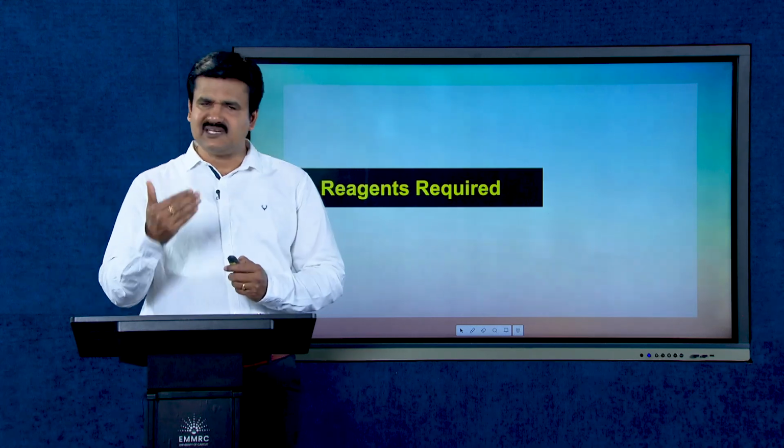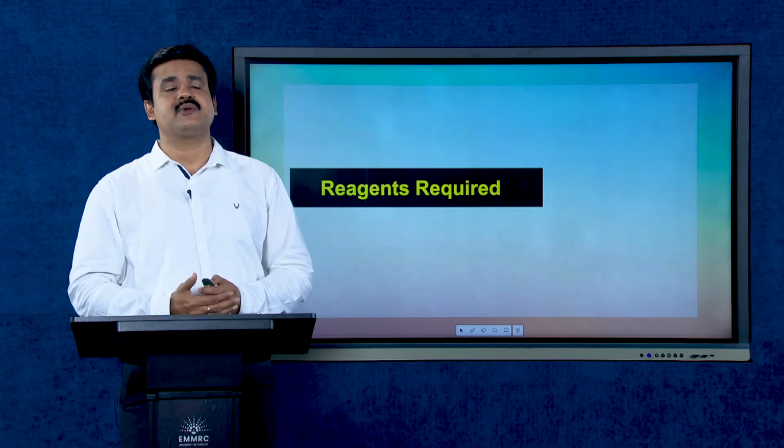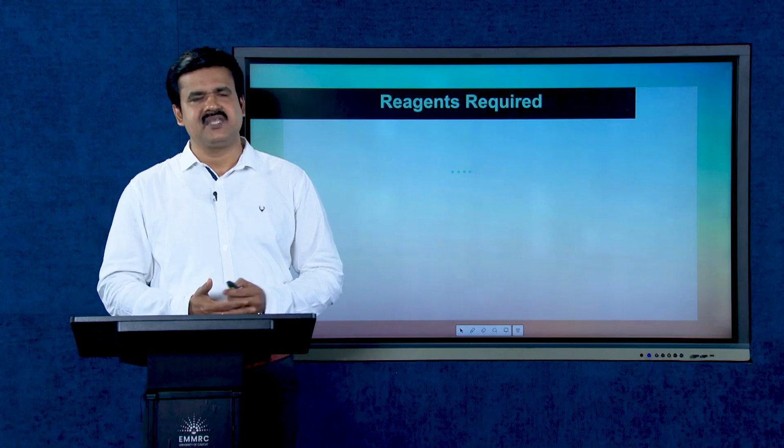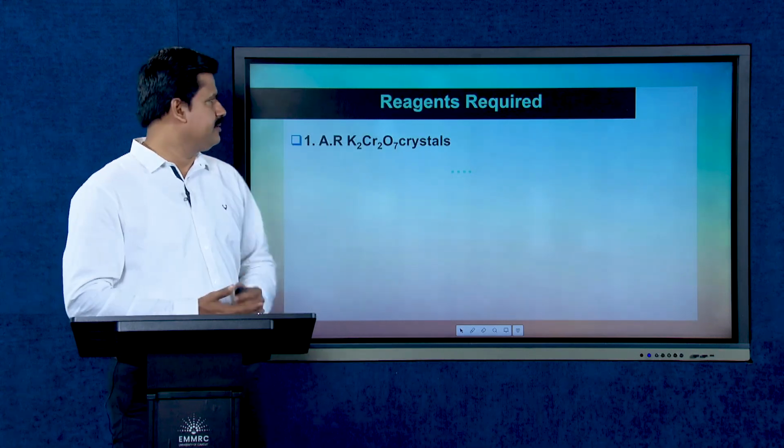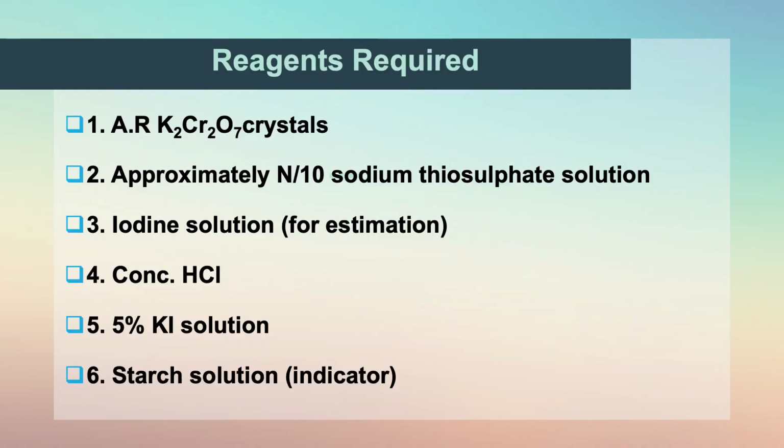Now we can enter into the reagents required for the present experiment. These are the reagents. First one, AR potassium dichromate crystals. Second, approximately N by 10 or 0.1 normal solution of sodium thiosulfate. Now, iodine solution, that is used for the estimation of iodine. You are provided with an iodine solution, and by using this solution, you have to estimate its iodine content.